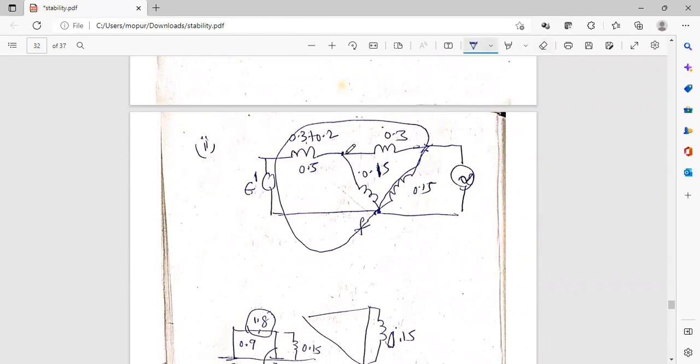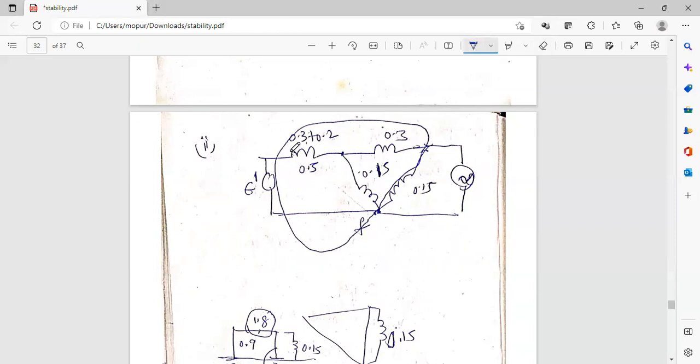Before, it is parallel like this. Two lines are there, parallel lines, with 0.3. Now since the fault is in the middle of that line, I break that into two equal halves, 0.15 and 0.15, and I am equating the midpoint to ground. So this is the equivalent circuit.